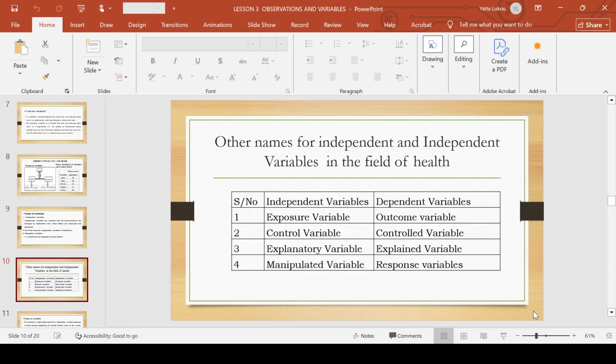Other names for independent and dependent variables in the field of health: independent variables are sometimes called exposure variables, whereas dependent variables are called outcome variables. Independent variables are known as control variables, and dependent variables are called controlled variables. Independent variables are called explanatory variables, whereas dependent variables are also known as explained variables. Manipulated variable is another name for independent variable, whereas the dependent variable is called the response variable.